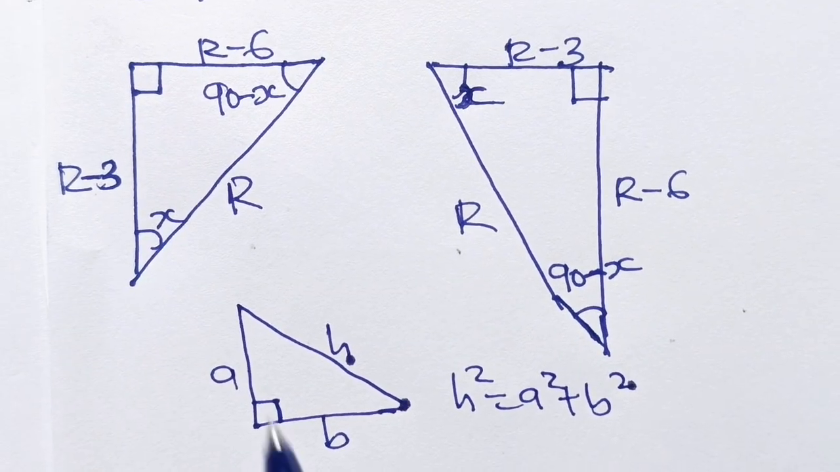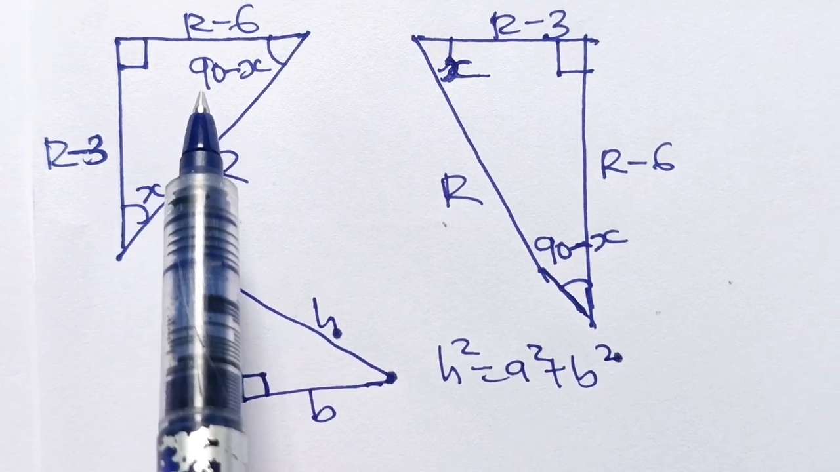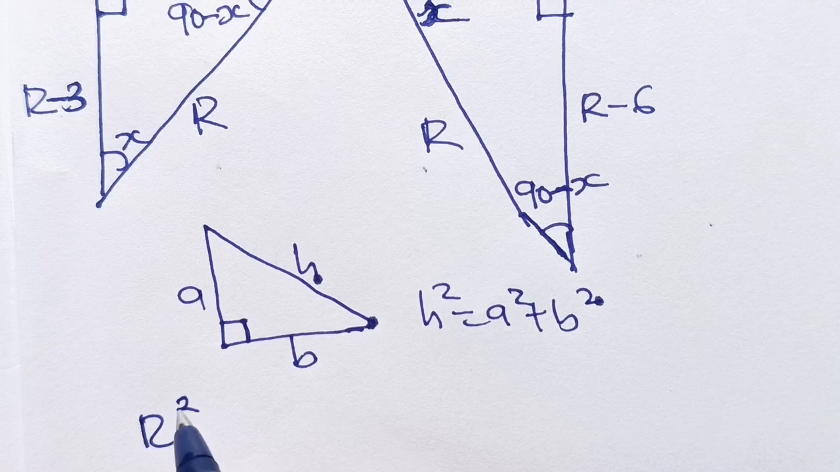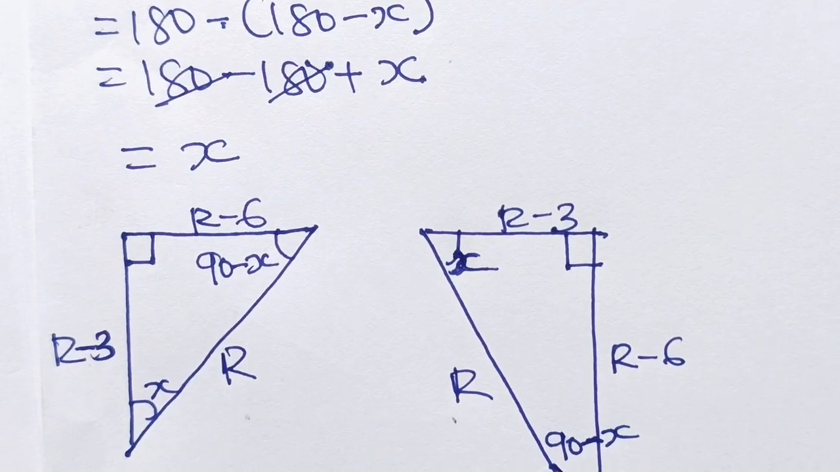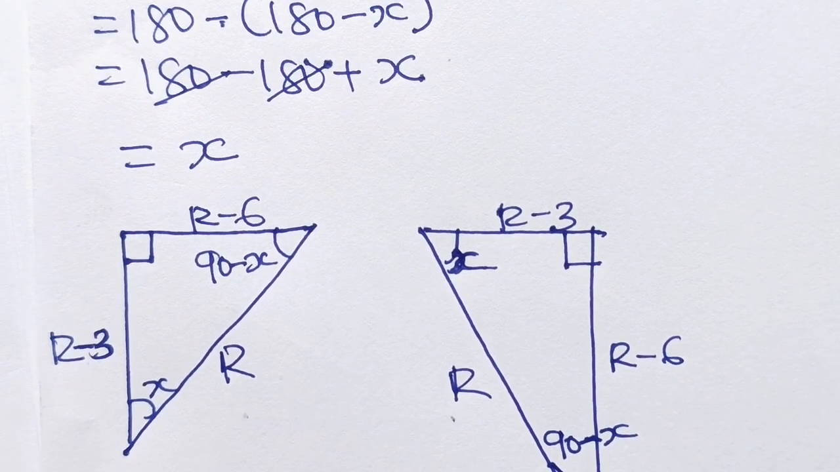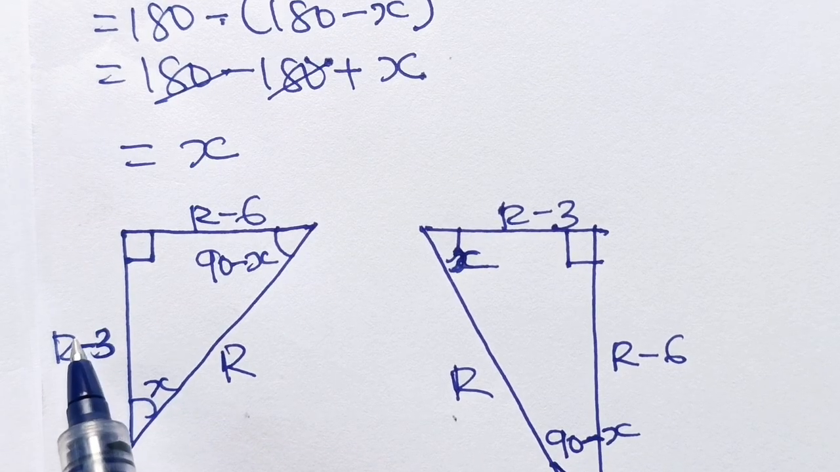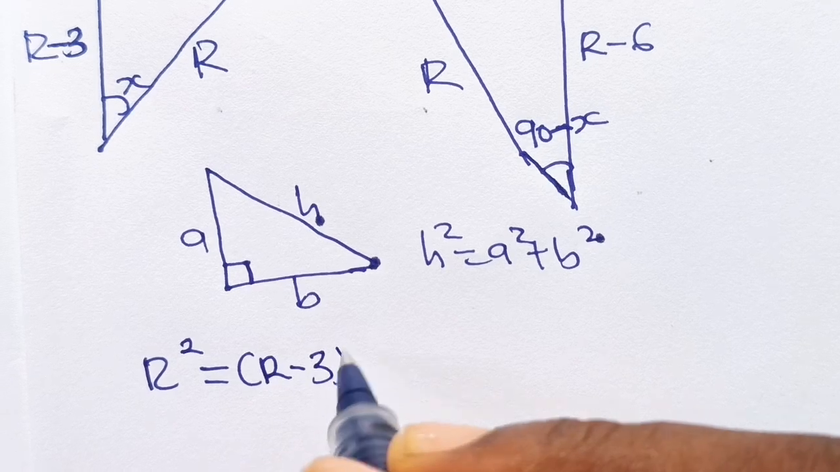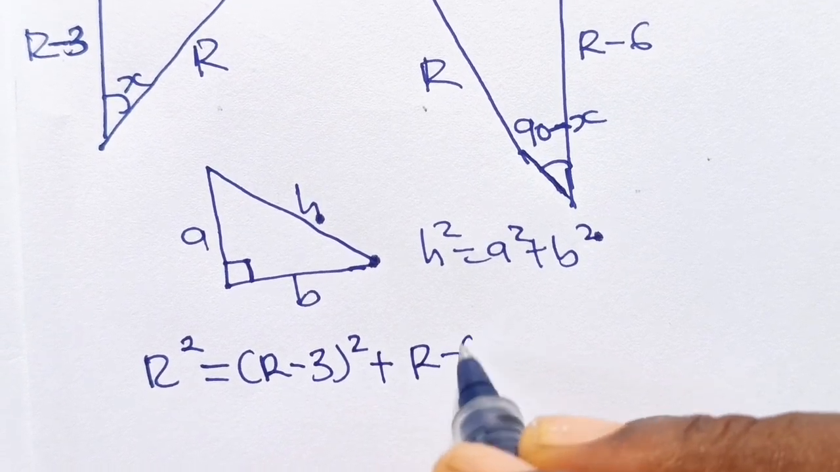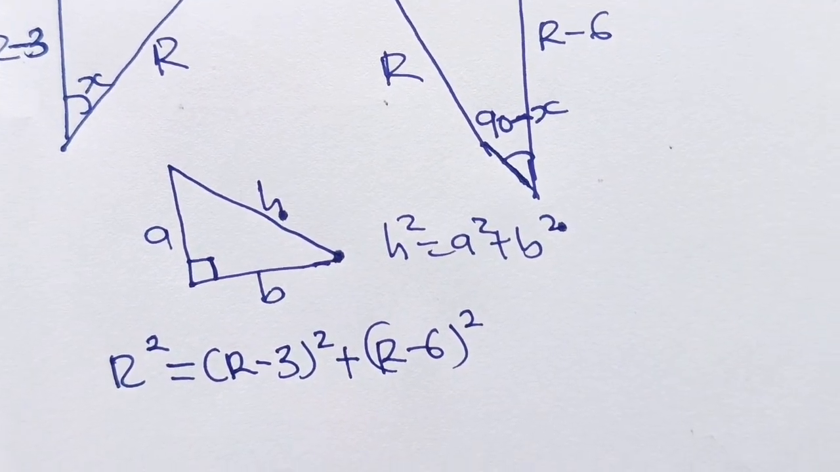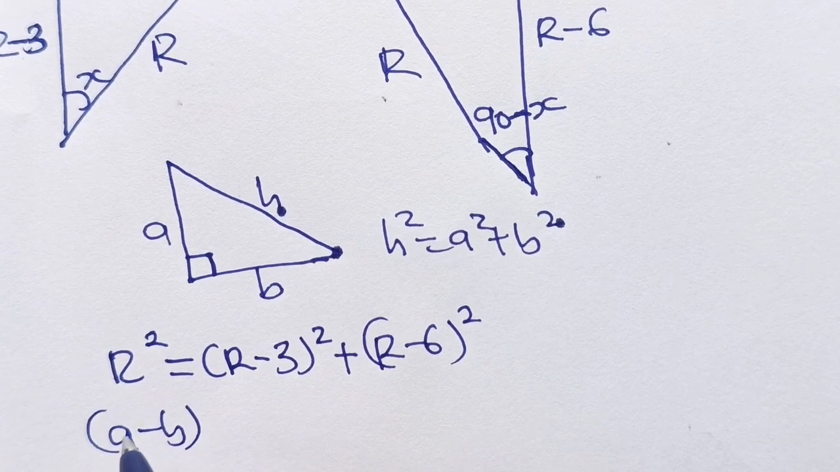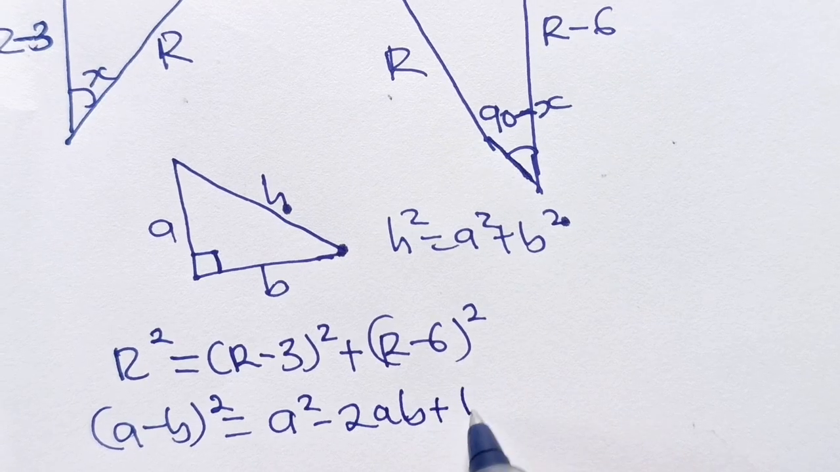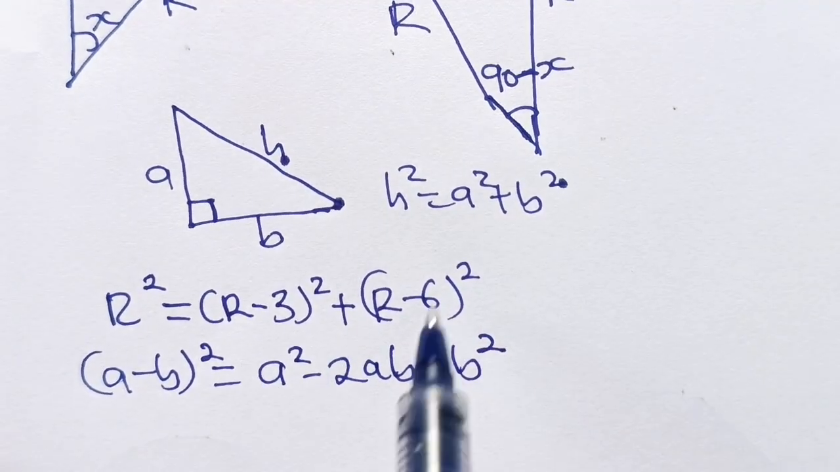Now if we consider this triangle that we are looking at, our hypotenuse is r, right? So it means that r squared is equal to (r minus 3) squared plus (r minus 6) squared, right? Now remember that (a minus b) all squared is equal to a squared minus 2ab plus b squared. Okay, so we are going to expand this in that form.